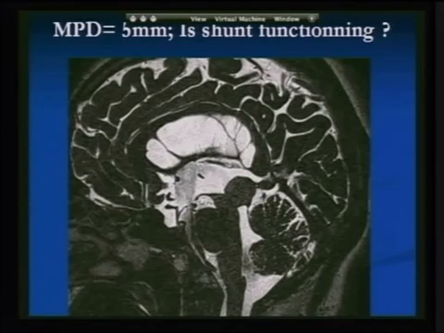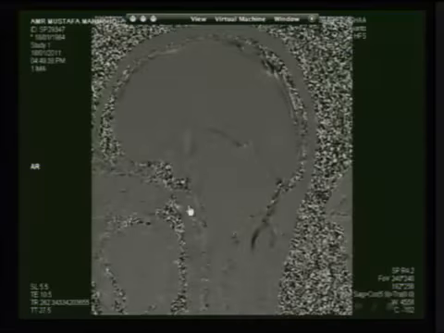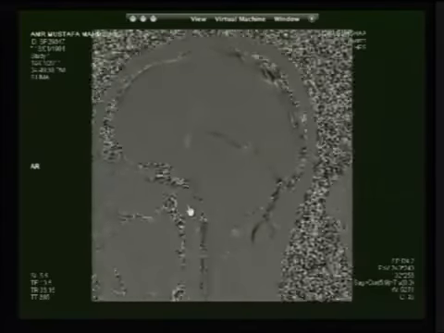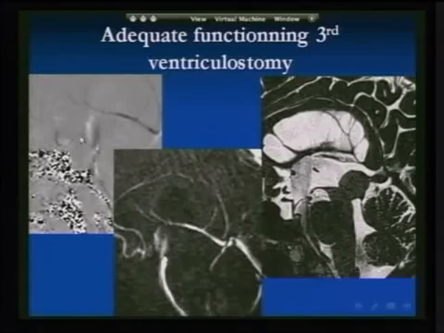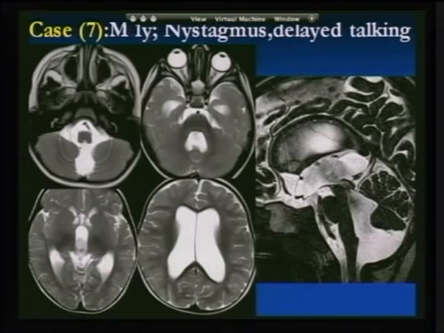Again, we can see here the small defect of the endoscopic third ventriculostomy. Performing the phase contrast, we can see the functioning shunt. This is the shunt, and this is the gap. And again, we can answer the surgeon that this is an adequately functioning third ventriculostomy.